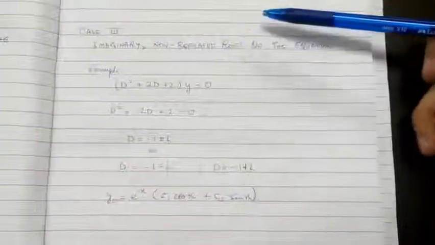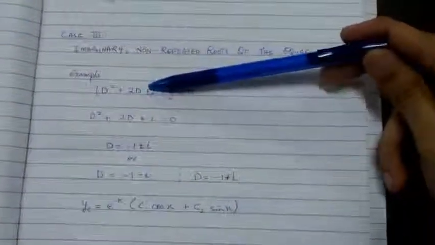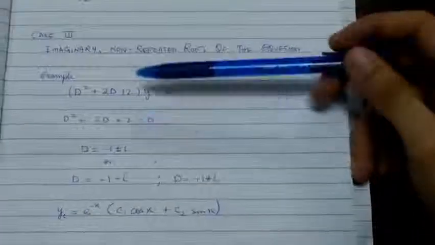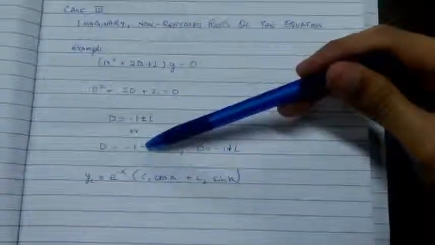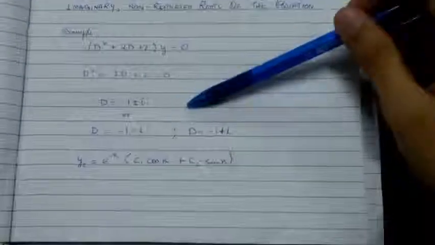The third case to solve a complementary function of a higher order differential equation is when the roots come out to be imaginary and they're not repeated. For example, we have the equation here D squared plus 2D plus 2 times y is equal to 0. Now factorizing it and getting our roots, they come out to be D is equal to minus 1 minus iota and D is equal to minus 1 plus iota.